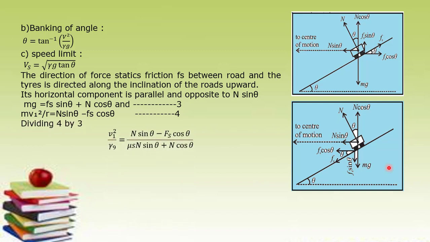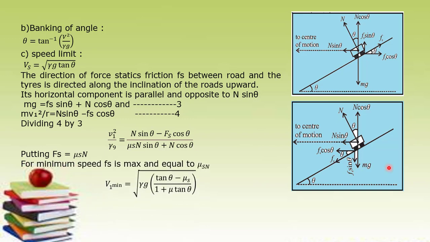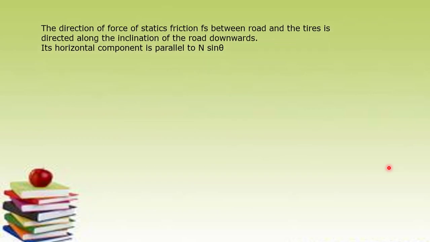Dividing 4 by 3, you will get the equation v1 square upon rg equal to N sin theta minus Fs cos theta upon mu s N sin theta plus N cos theta. Putting Fs equal to mu s N and dividing by N cos theta, you will get the next equation: v1 minimum is equal to root of rg times tan theta minus mu s upon 1 plus mu s tan theta. The direction of the force of static friction Fs between the road and the tires is directed along the inclination of the road, downwards.